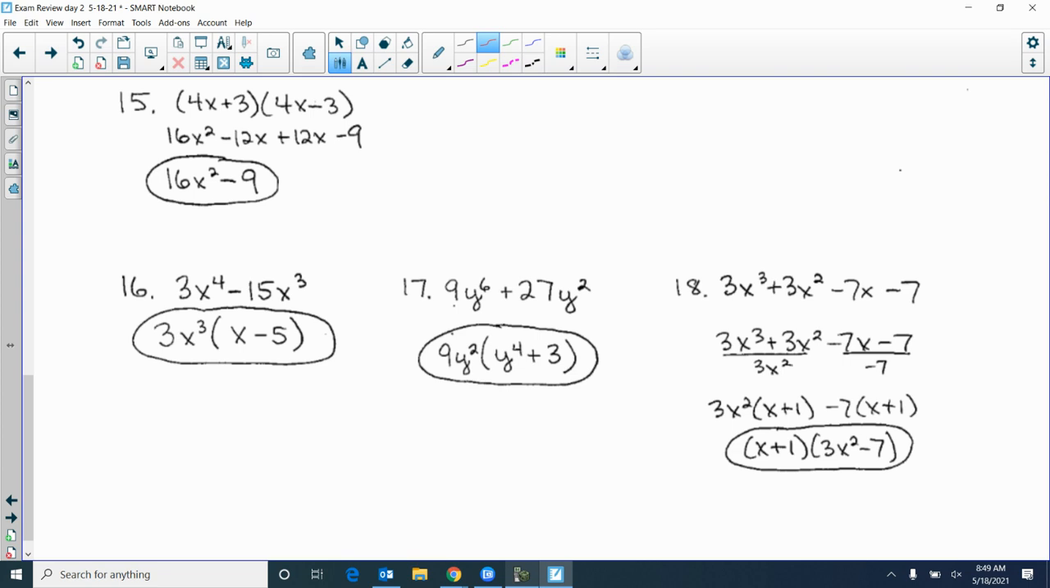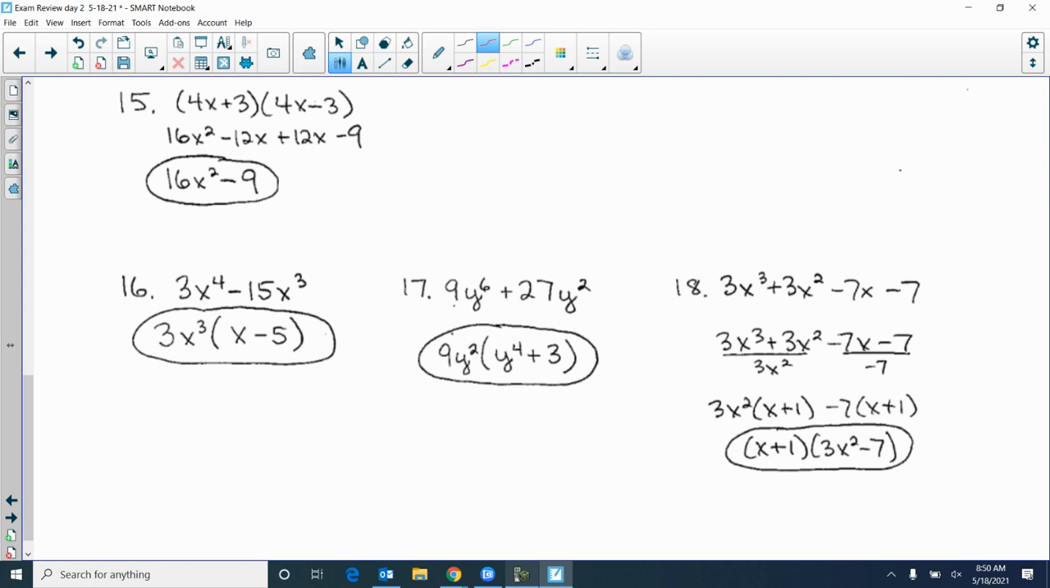Jalen? So for number 15, I got 16 minus 9. I didn't put the 2. The x squared? Yeah. All right, well, you have to have that because you're taking 4x times 4x. Oh, and the x and x is x squared. Yeah. And now 18 is grouping.